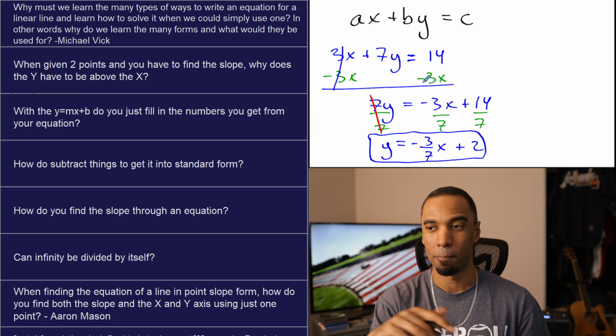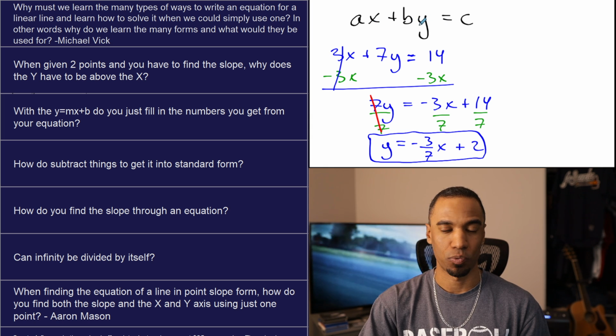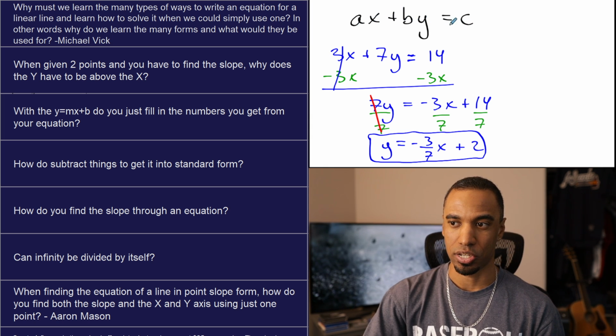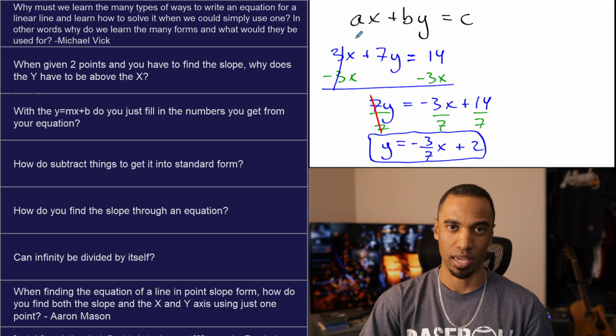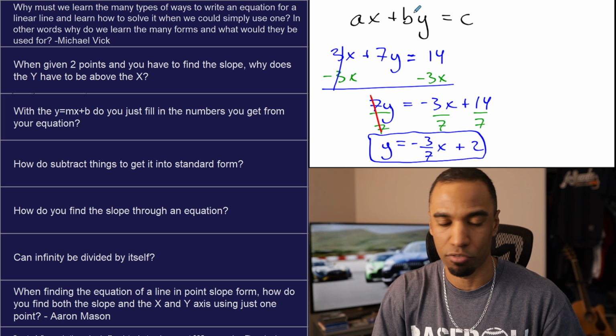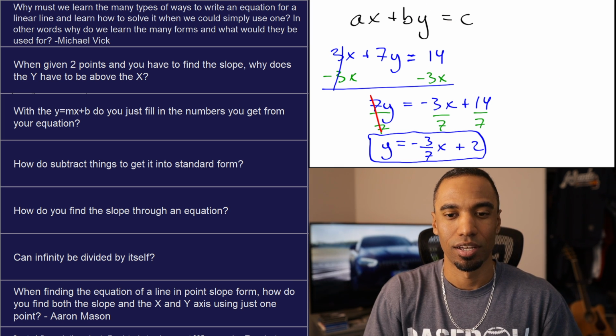If you're talking about standard form, you want to get it into this form, x and y on the same side of the equation, where a, b, and c are all integers, and hopefully a is positive. That's the best look of standard form that one can provide for somebody.